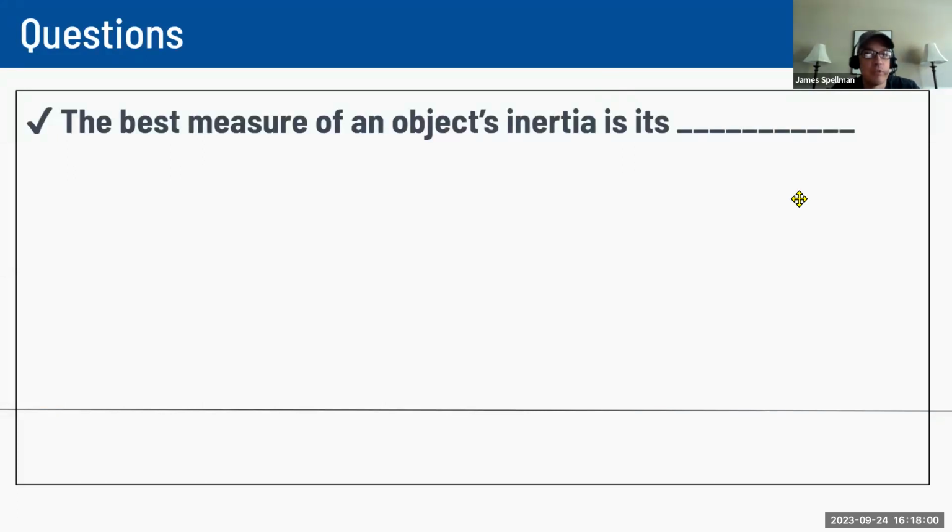The best measure of an object's inertia would be its what? So in other words, how much inertia an object has. Hopefully we think to fill in this blank: its mass.